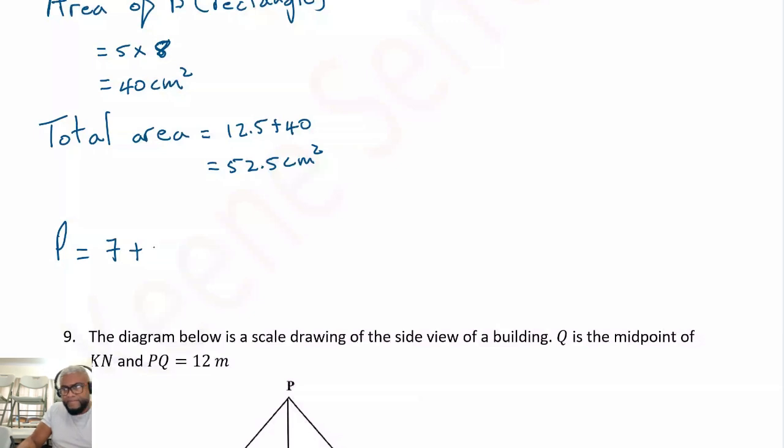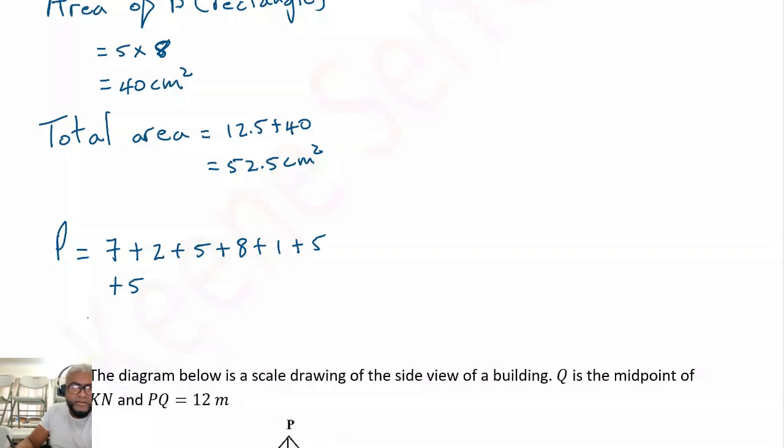7 plus 2 plus 5 plus 8 plus 1 plus 5 plus 5 equals 33. Somebody second 33 for the perimeter of the first compound shape? Yeah, 33. Correct. Yes, sir.